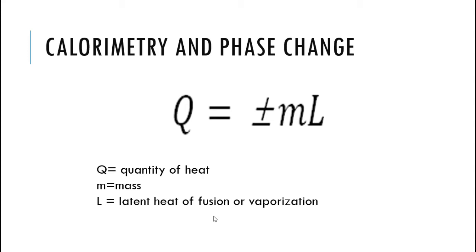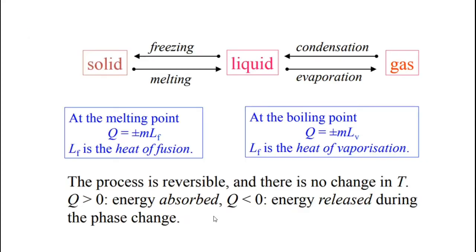If the change is from solid to liquid or liquid to solid, we are using the latent heat of fusion. But if the change is from liquid to gas and gas to liquid, we are using the latent heat of vaporization.